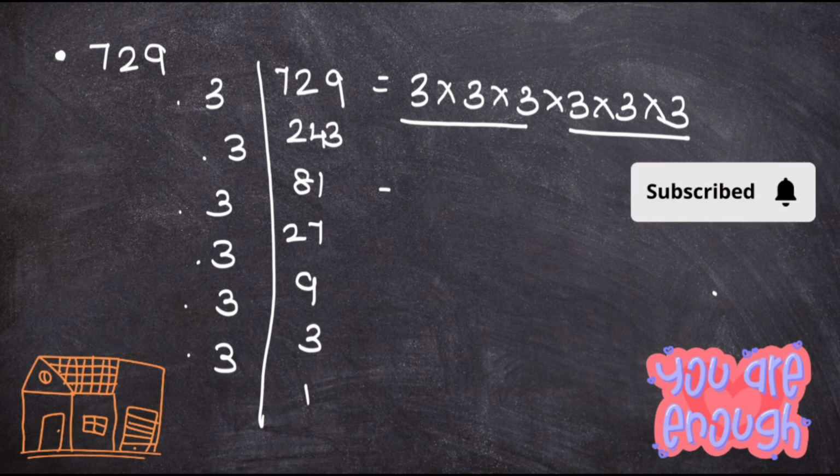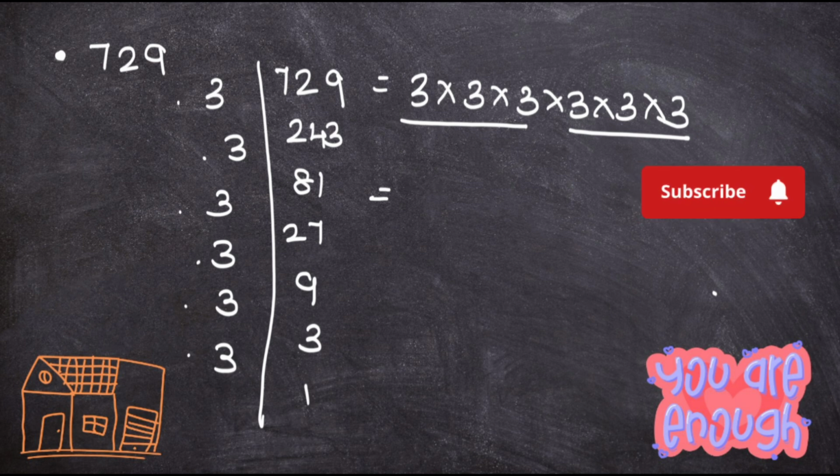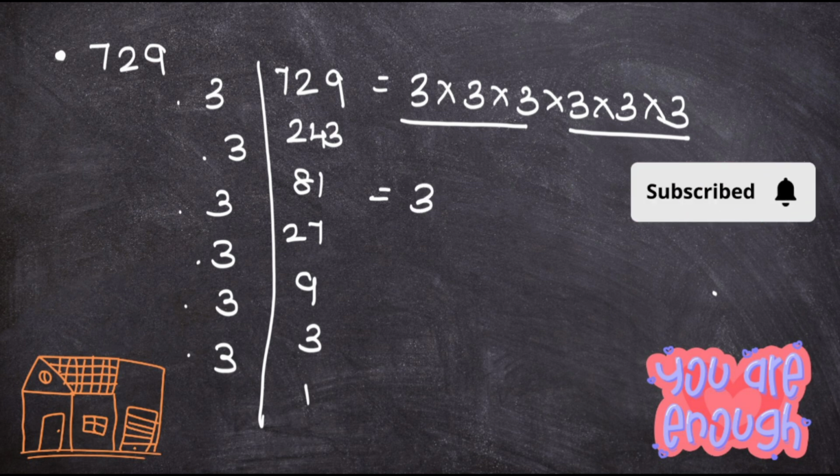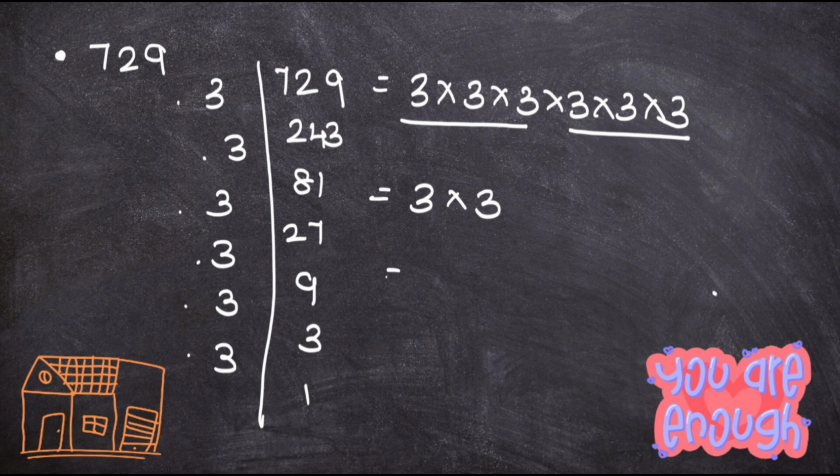So here I'll write it one time and one time. So 3 3s are 9. So what will be the cube root of 729? It will be 9.